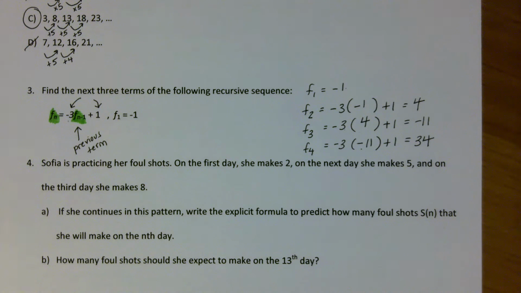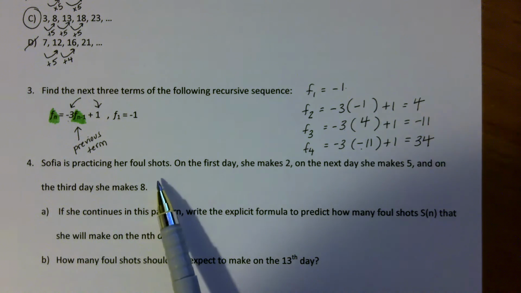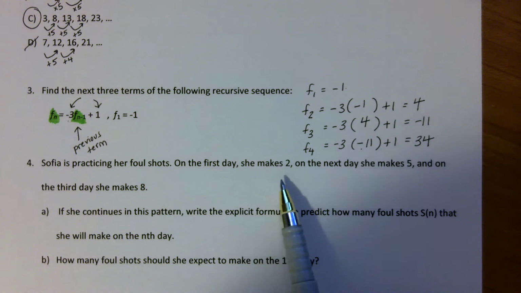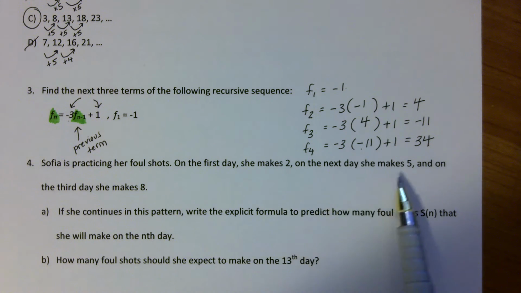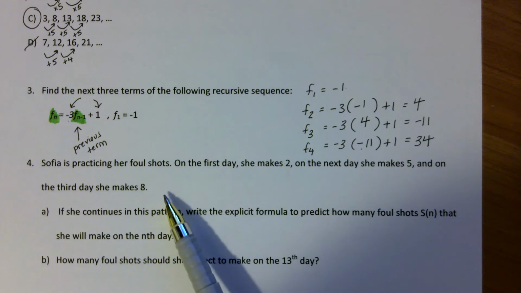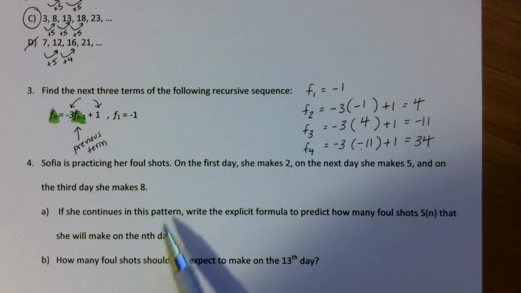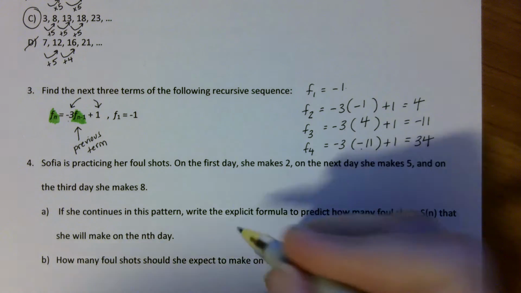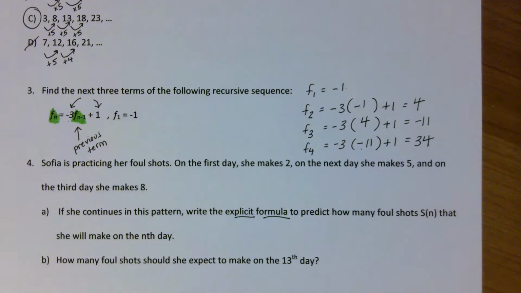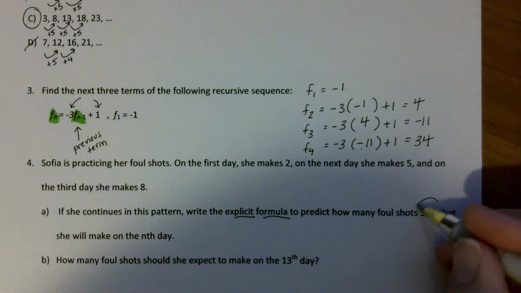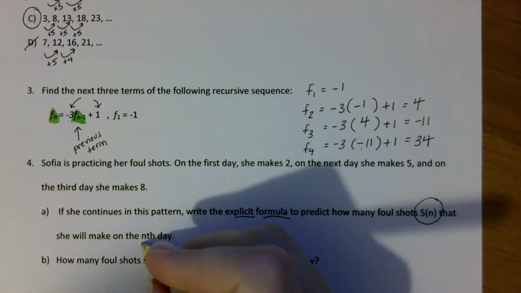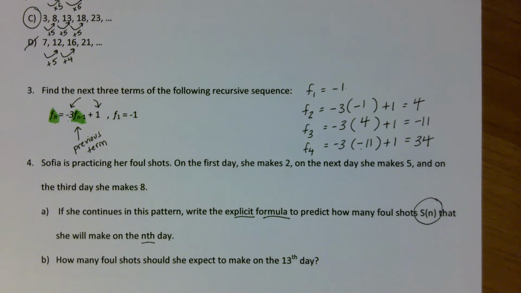Okay, now let's take a look at a word problem. Sophia's practicing her foul shots. On the first day, she makes 2. On the next day, she makes 5. And on the third day, she makes 8. If she continues in this pattern, write the explicit formula to predict how many foul shots S of n she will make on the nth day.